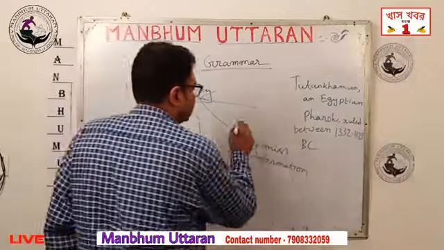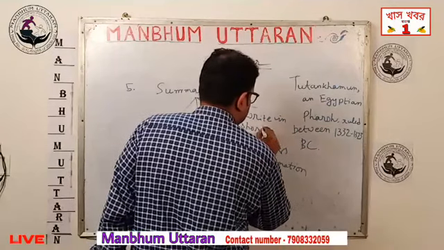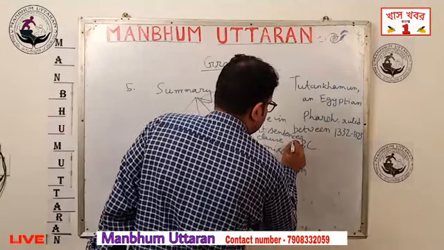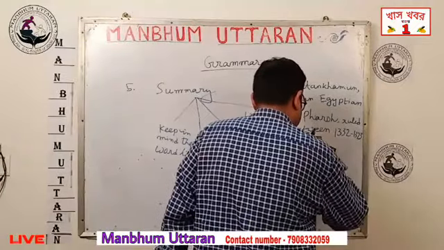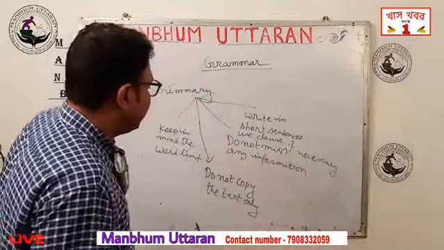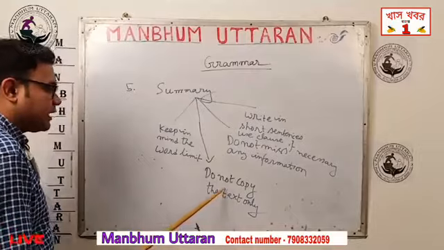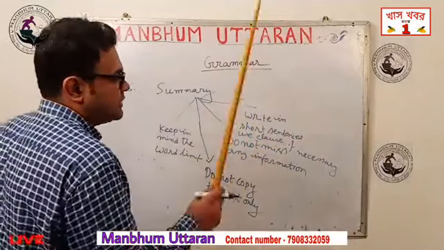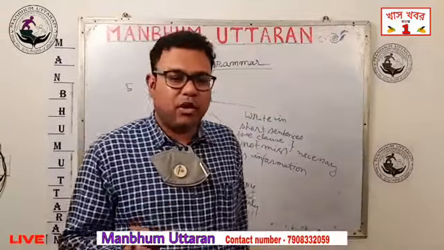And the fourth part is, write in short sentences. Use clauses if necessary. So these will be my four suggestions for you: keep in mind the word limit, do not copy the text only, do not miss any information, write in short sentences, use clauses if necessary. These are the four suggestions that you need to follow in summarizing a passage or a prose.